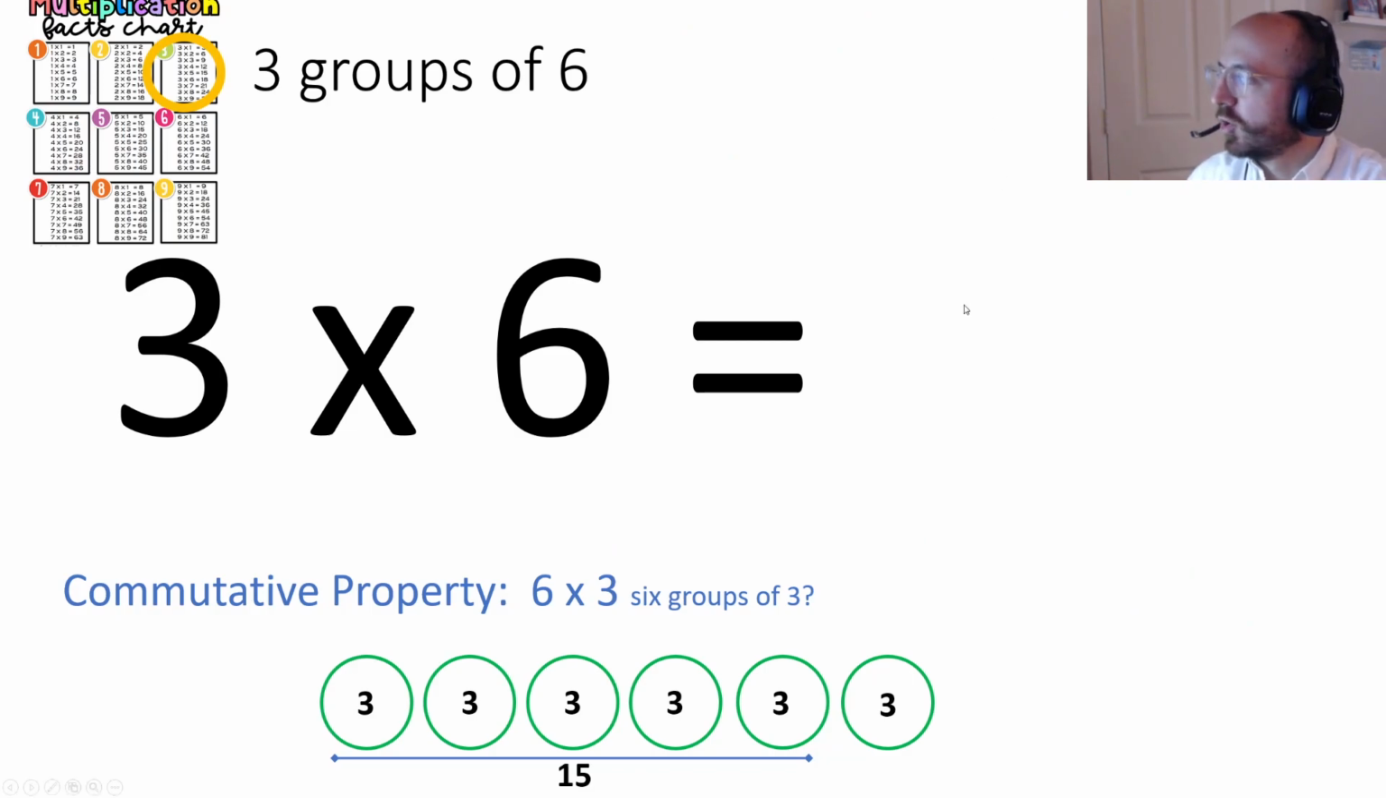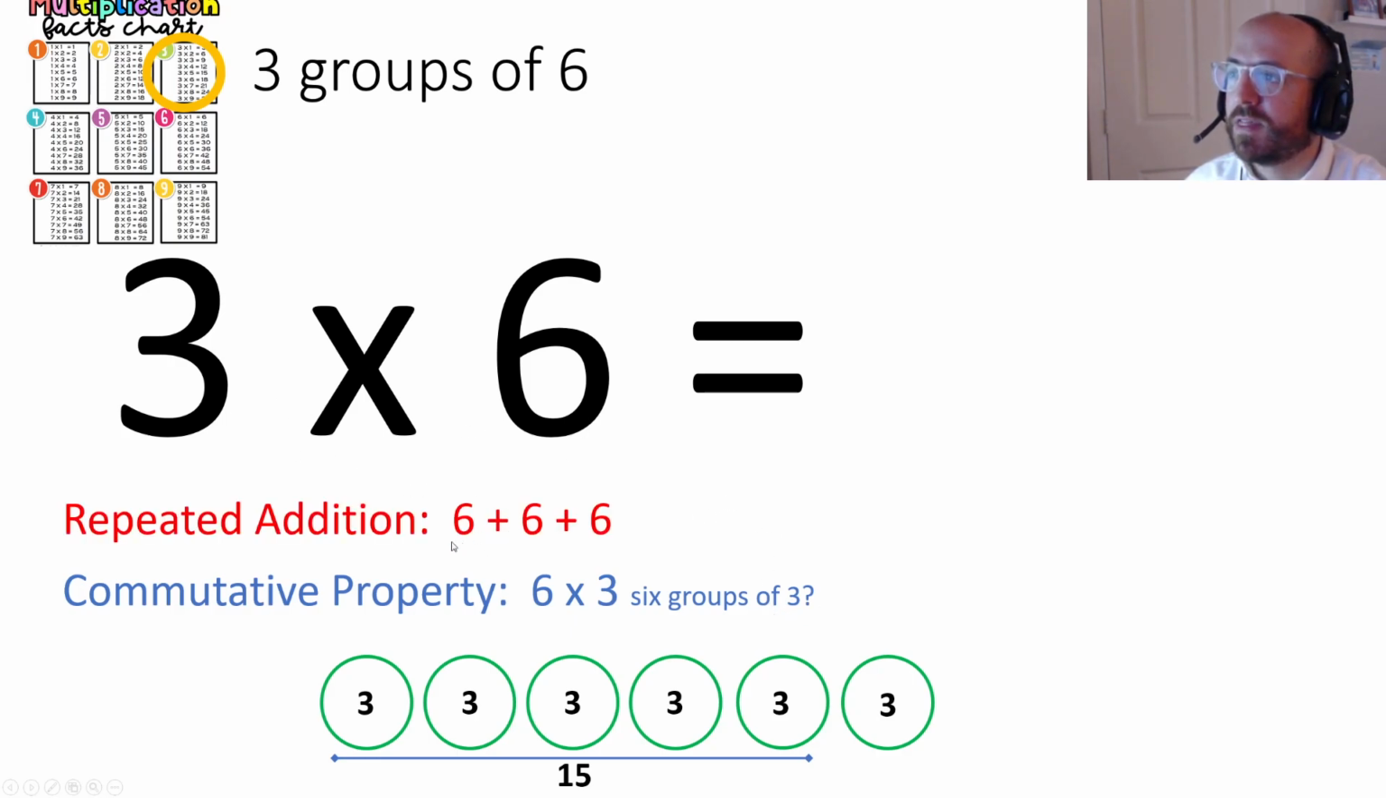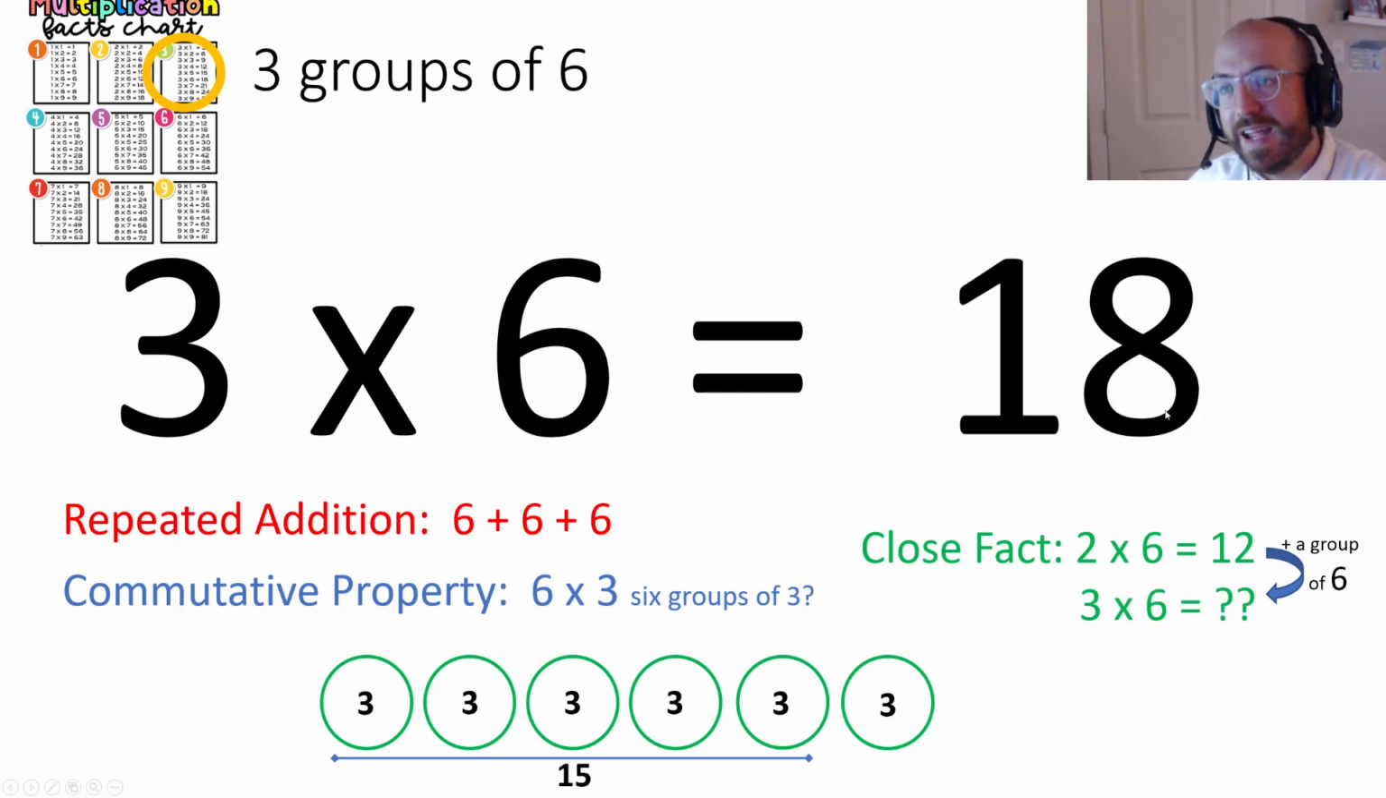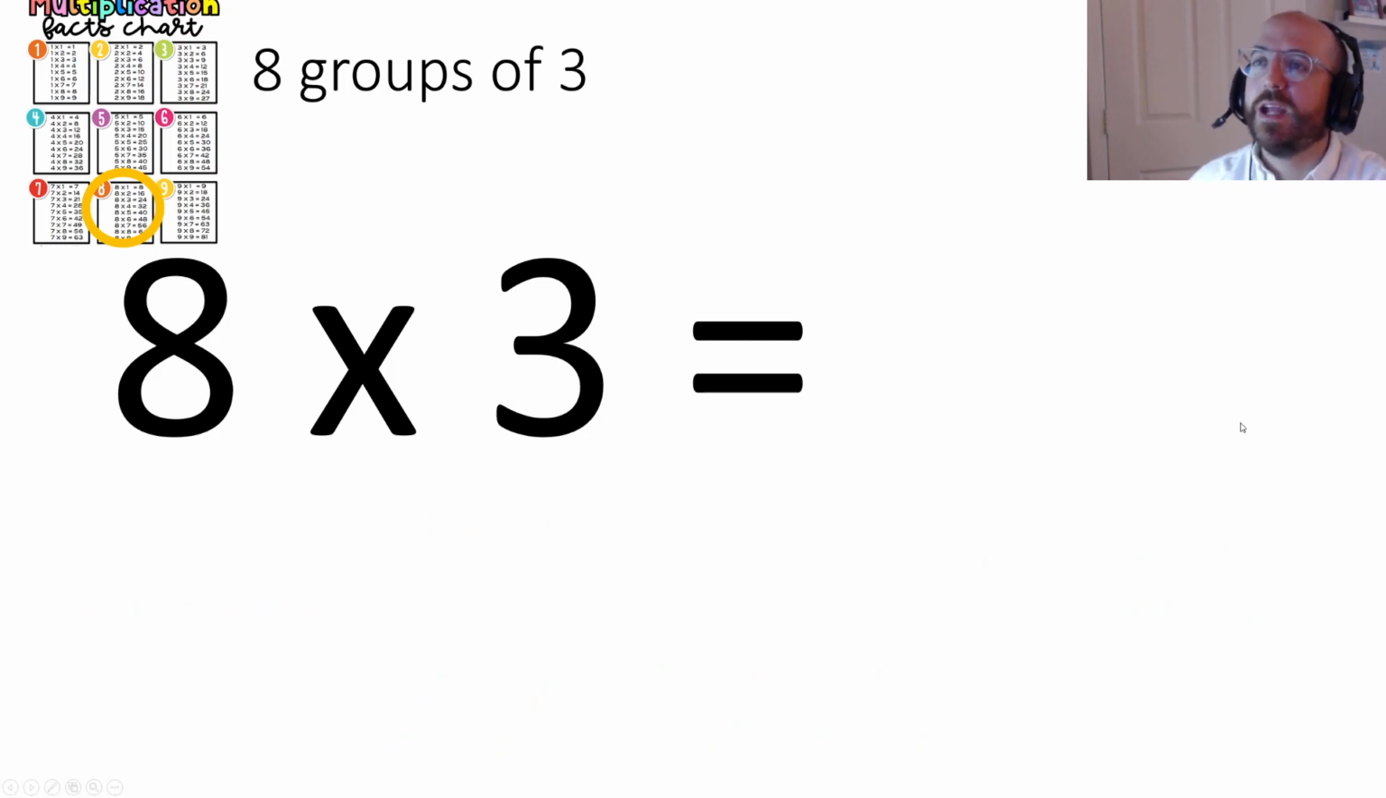What about 3 groups of 6? You like the commutative property here of 6 groups of 3? Maybe. But I think it's better to keep it as is to have 3 groups of 6. 6 plus 6 plus 6. Well, 2 groups of 6 is 12. Add another 6. 12 plus 6 is 18.